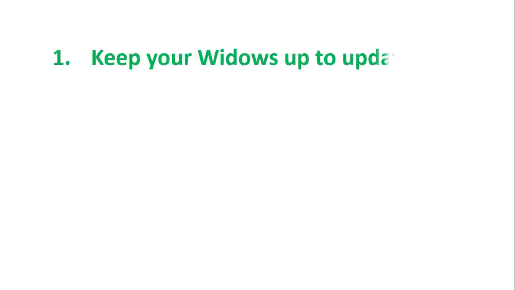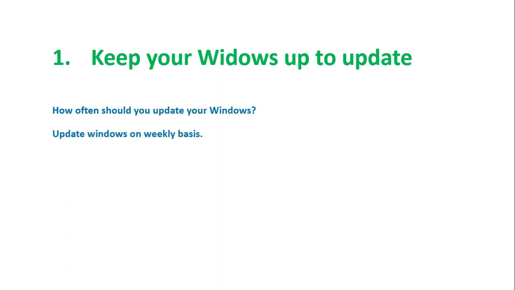Tip number 1. Keep your Windows up to date. How often should you update your Windows? Update Windows on a weekly basis. Updates on Windows 10 happen automatically, but depending on the updates, they don't install as soon as they are available. If you're dealing with performance problems, your device may be missing some updates.